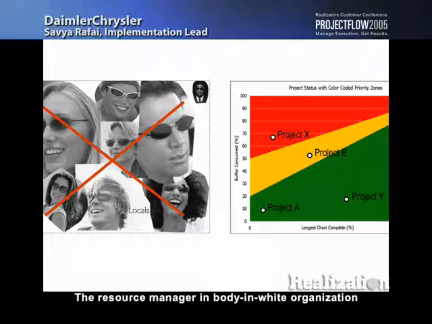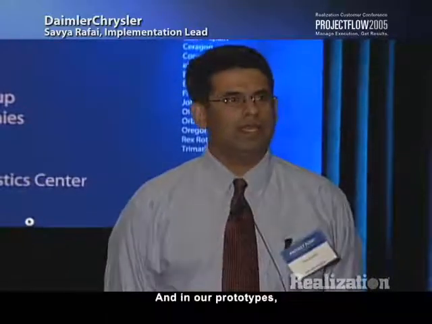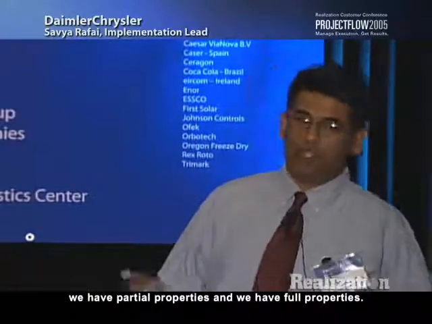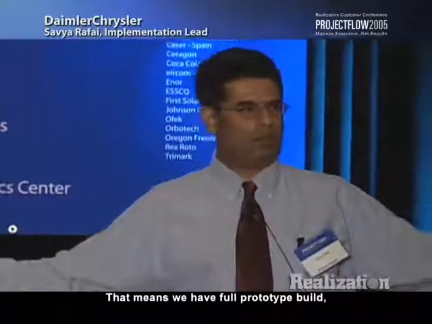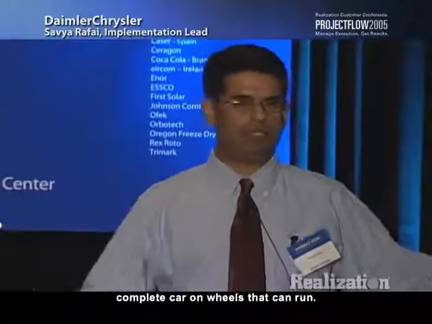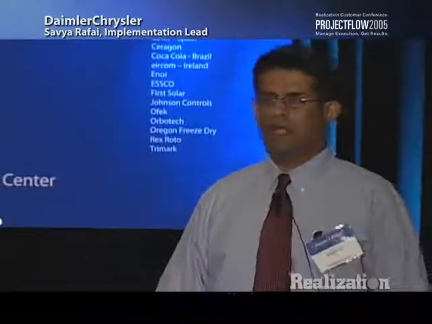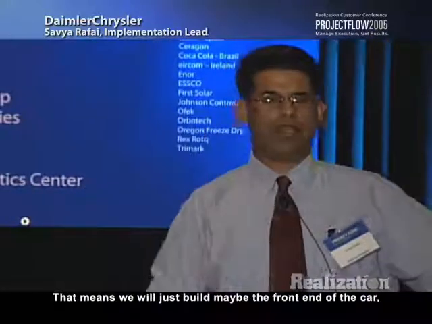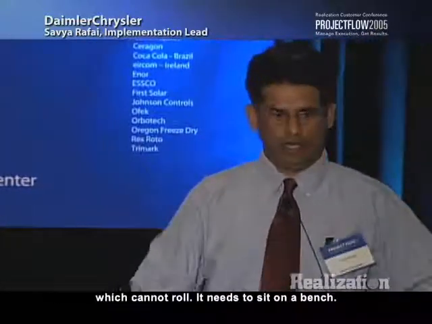The resource manager in Body and White organization had spent 30 years in his area, expert knowledge. And in our prototypes, we have partial properties and we have full properties. That means we have a full prototype built, complete car on wheels that can run. And sometimes we build partial properties. That means we would just build maybe the front end of the car, which cannot roll. It needs to sit on a bench.